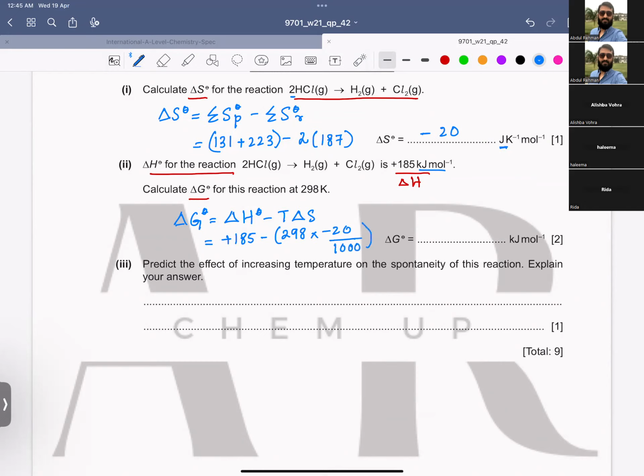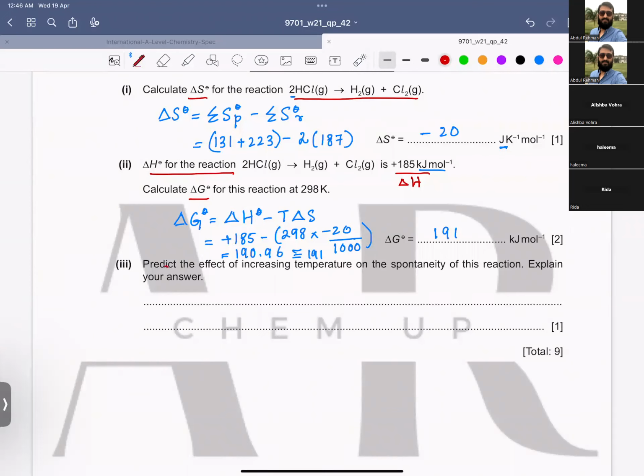Now, can anybody tell me the answer? 190.96. Okay. So it can be rounded off to 191 if we are writing in three significant figures. So 191.